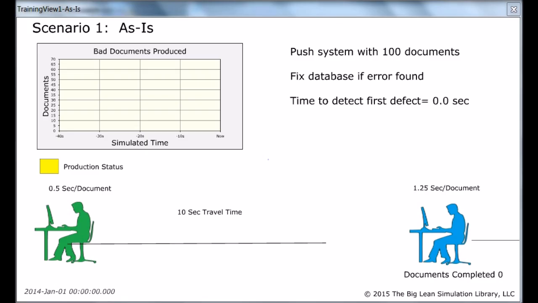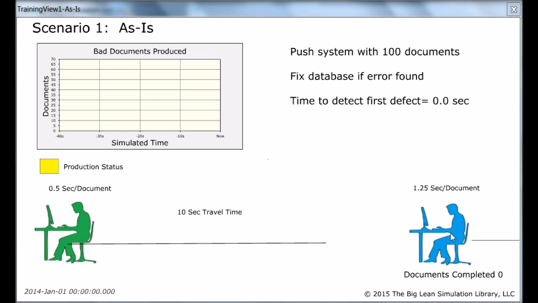In this model, we're going to look at a push versus a pull system in an office environment. So here we've got the person at the green workstation. He generates documents at half a second per document, and then it takes 10 seconds to travel. Now we show him going on a little conveyor here. That could be an electronic transmittal time as well as a physical move.